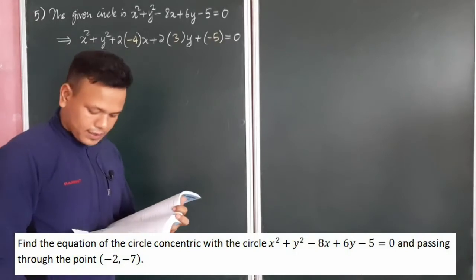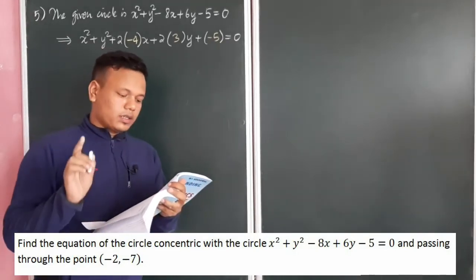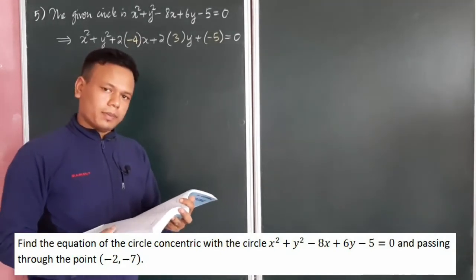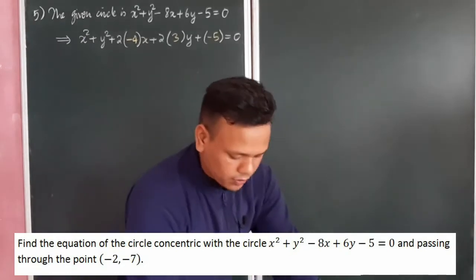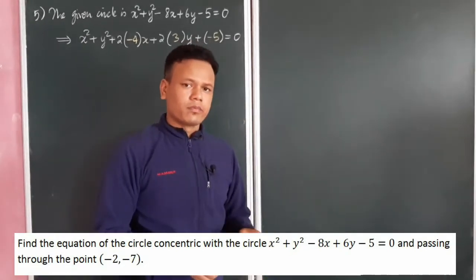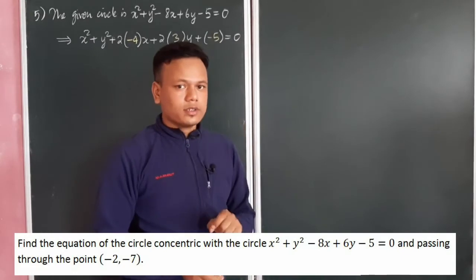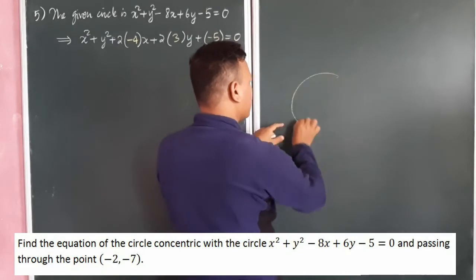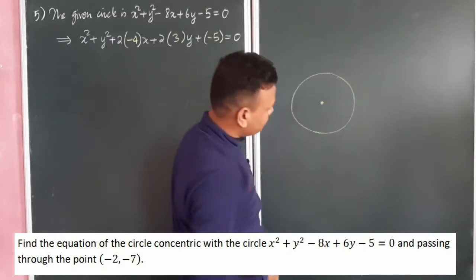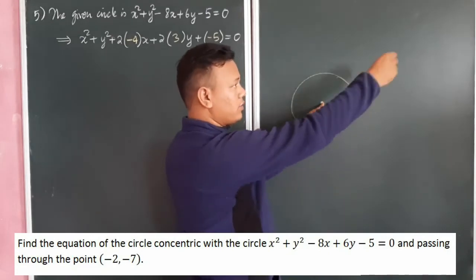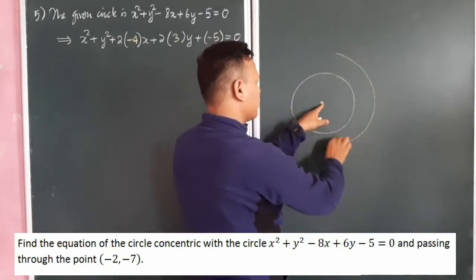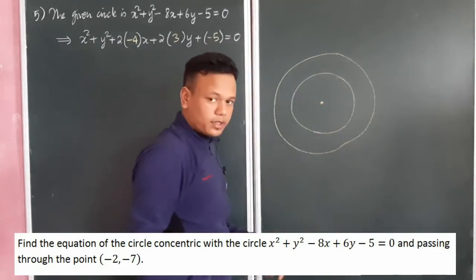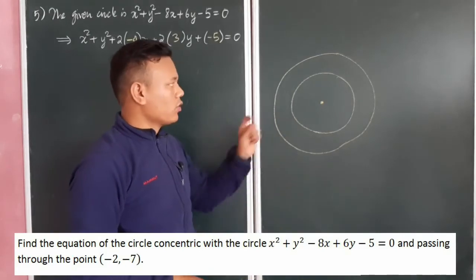The question says, find the equation of the circle concentric with the circle given here and passing through the point minus 2 comma minus 7. Let's try to understand the meaning of this. What do you mean by concentric circle? Concentric circles means circles with the very same center. For example, if I take a compass and draw a circle, you'll have the center here. Now if I increase the radius and draw one more circle, we'll get another circle. So there are two circles with the same center, right? Such circles are known as concentric circles.